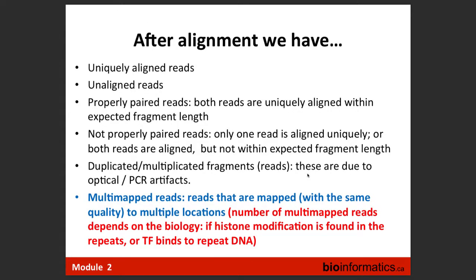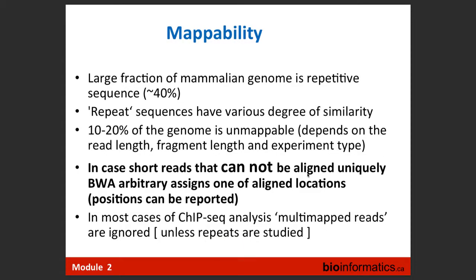So now there are also multi-mapped reads. We already touched on this a little bit. So our genome is highly repetitive. And as you know, in human or mouse, about 40% are repeats. Although we call them repeats, they're not 100% identical in those repeats. Repeats are mutating, they're ancient.